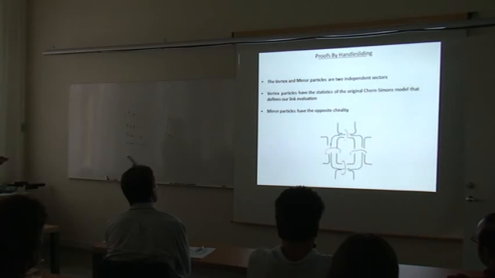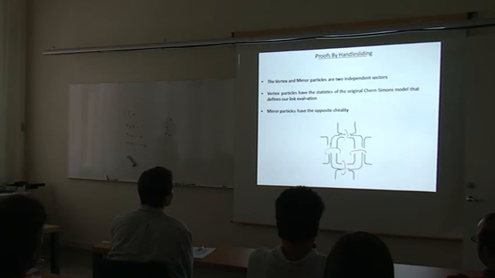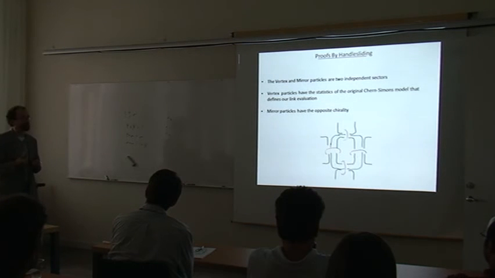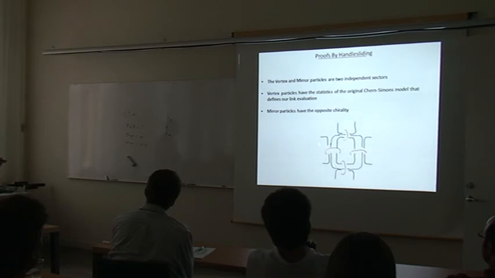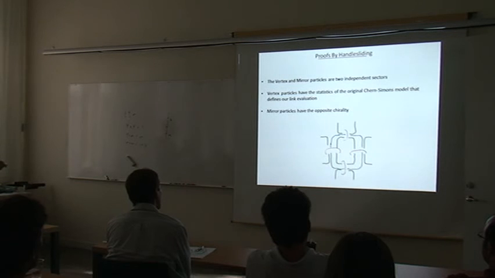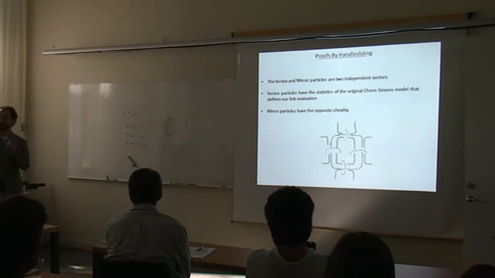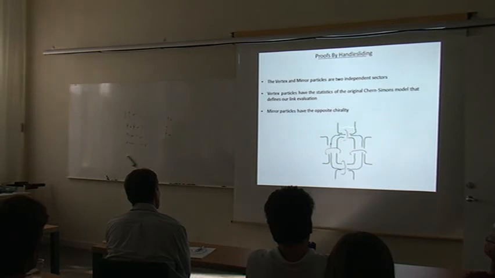Okay, so how about this second statement? The vertex particles have the statistics of the original Chern-Simons model that defines their link evaluation. So how do you tell this? How do you figure out what the statistics of these particles are? Well, one thing you can do is you can try to take this picture and by handle sliding, remove the quasi-particle from the chainmail link altogether until it's free, leaving behind just the vacuum chainmail and a knot, which you can evaluate by itself. So in this case, it's pretty easy if I have a simple loop like this.